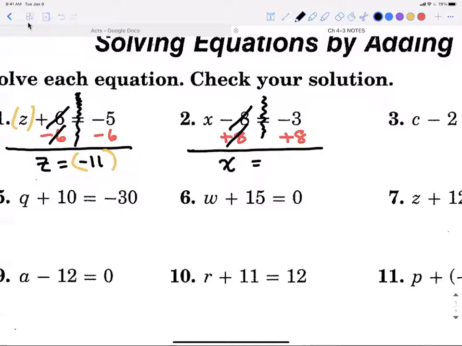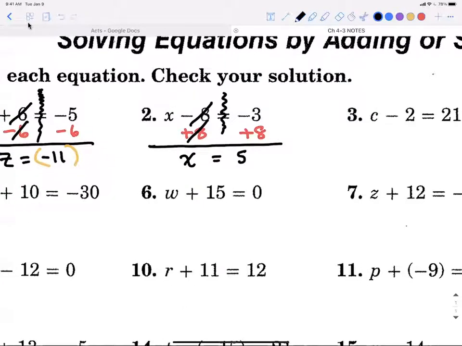And then negative 3 plus 8. Again, the signs don't match, so you subtract the two numbers and take the sign of the bigger. So 8 minus 3 is 5. And because 8's the bigger number, we take the positive sign of the 8. And then we check it.